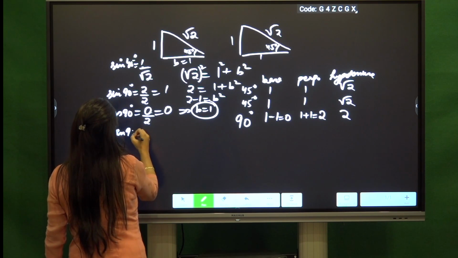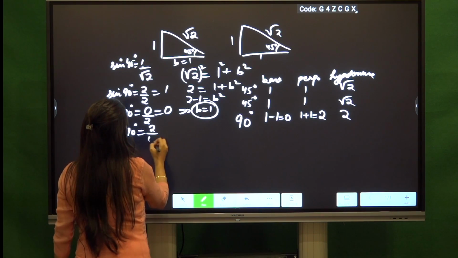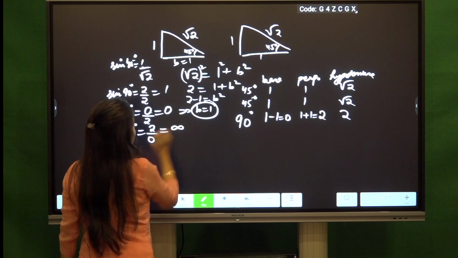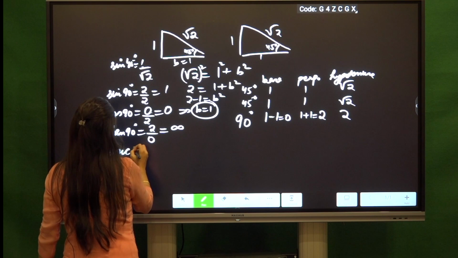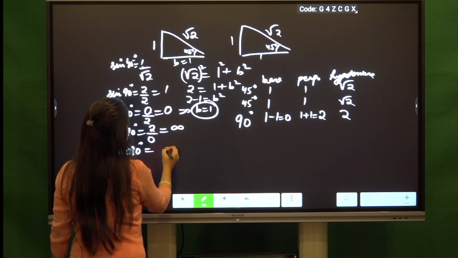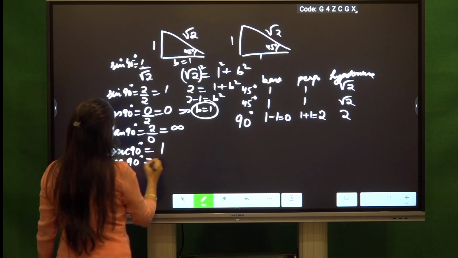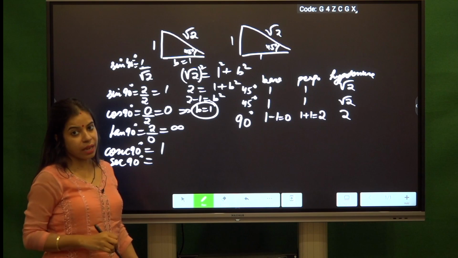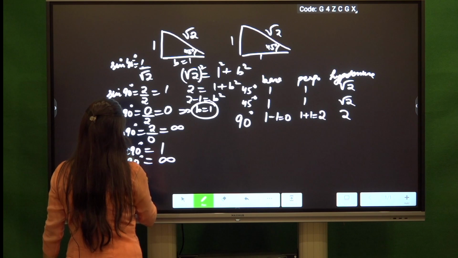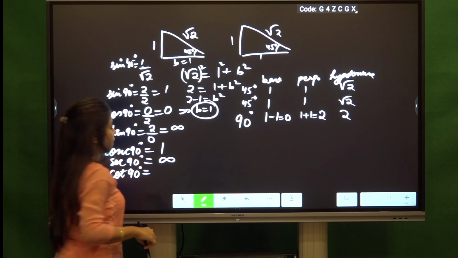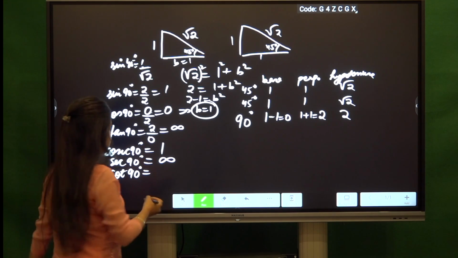Tan 90 degree is perpendicular upon base, which is not defined. Okay. Next is cosecant 90 degree, which is the reciprocal of sin 90, which is 1 again. Secant 90 degree is the reciprocal of cos 90 degree, so it is not defined. And for cot 90 degree, we have the reciprocal of tan 90, so it is 0.